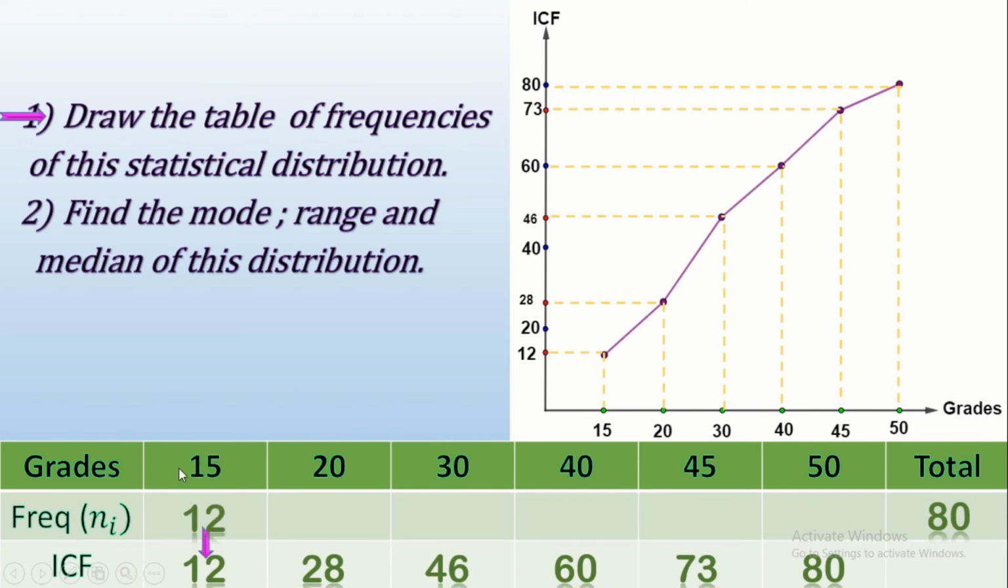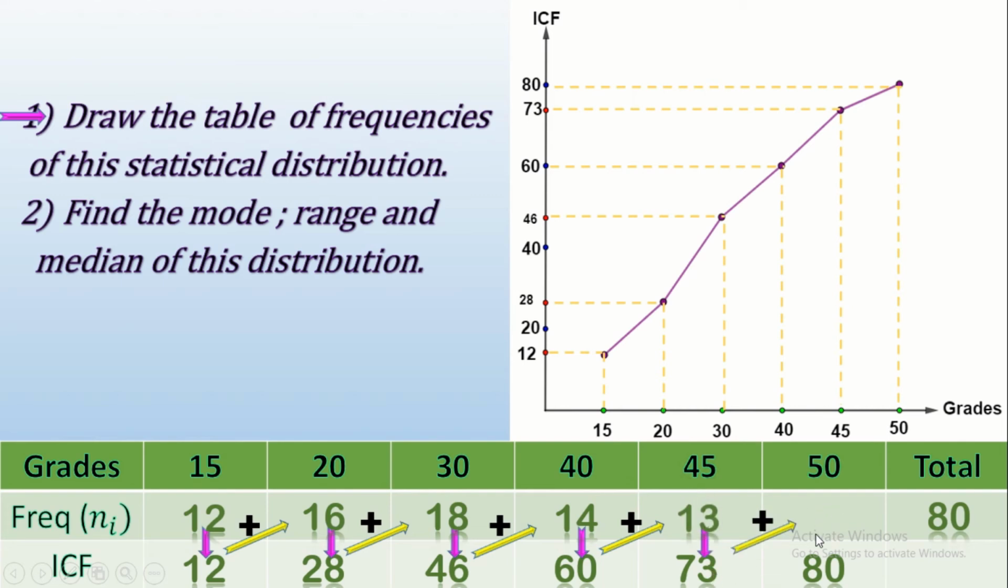The frequency of 15 should be 12. Well, what number should be added to 12 to give us the increasing cumulative frequency here 28? Isn't it 16? Now what should we add to 28 to give us 46? Isn't it here 18? Well, what number also should be added to 46 to give us 60? It is 14. What should we add to 60 to give us 73? It is also here 13. And what number should we add to 73 to give us 80? It is here 7. If we want to check our answers, we can just add them. Their sum should be equal to the total, which is 80.